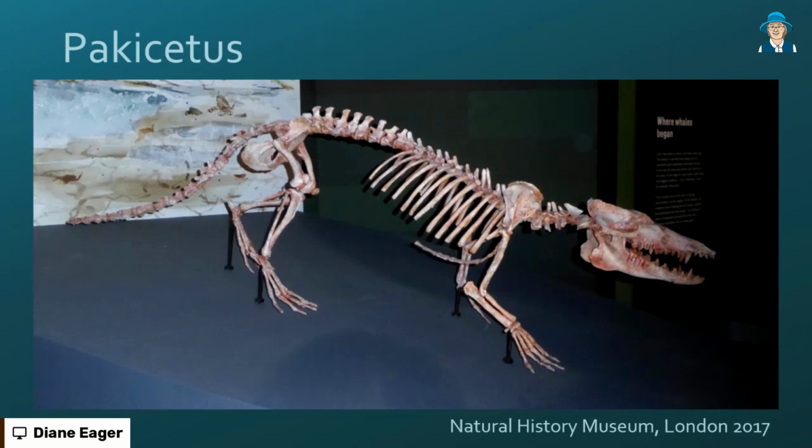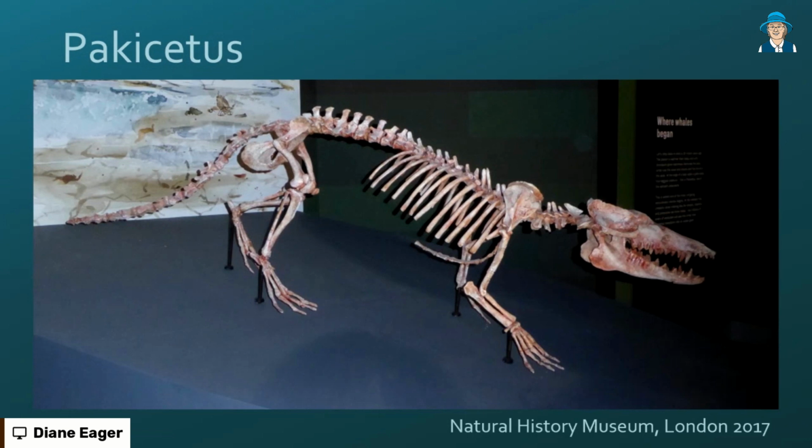So this is Pachycetus at the Natural History Museum. Now, if you looked at a creature like that on its own, what would you say about it? Why would you think that that was a whale? And in fact, the paleontologist who found the specimen that this cast is based on, and it was actually quite a good specimen in that a lot of the skeleton was there. It wasn't just a few fragments.